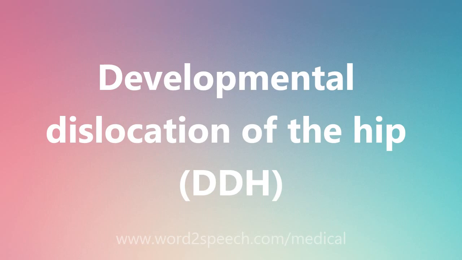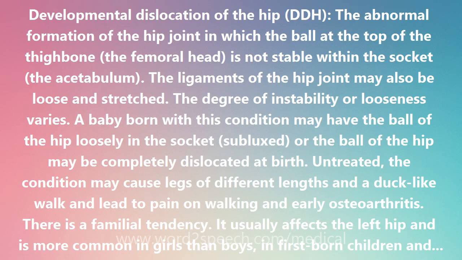Developmental dislocation of the hip, DDH. Developmental dislocation of the hip, DDH. The abnormal formation of the hip joint in which the ball at the top of the thigh bone, the femoral head, is not stable within the socket, the acetabulum.